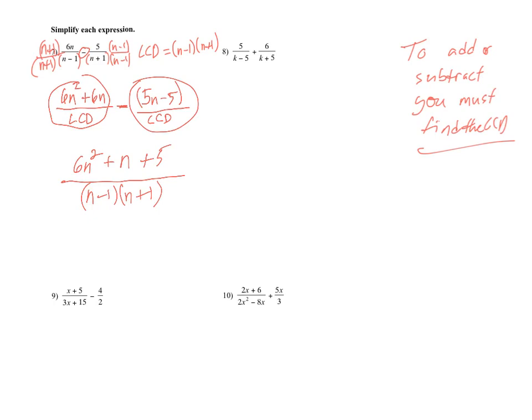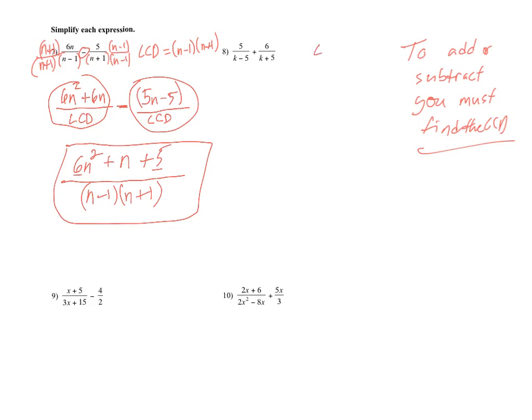Okay, so we have to look at whether 6n squared plus n plus 5 factors, just in case we can cancel something from the denominator. Looking at the magic number, which is 6 times 5, positive 30, there are no factors of positive 30 that add up to positive 1, so this is done right there.